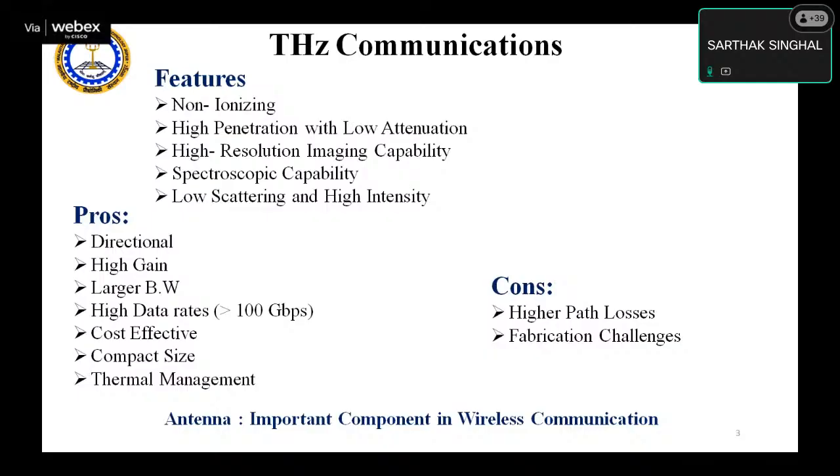The problems are the losses, which are higher for long range, and one of the major challenges is the fabrication challenge and experimental measurement at terahertz frequencies because of the non-availability of sources for the terahertz signals and the detection devices.